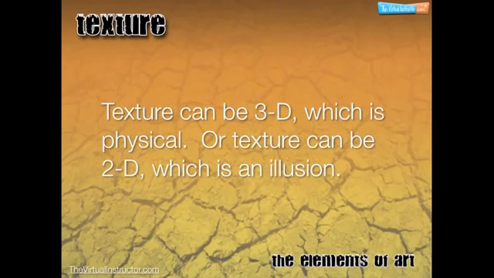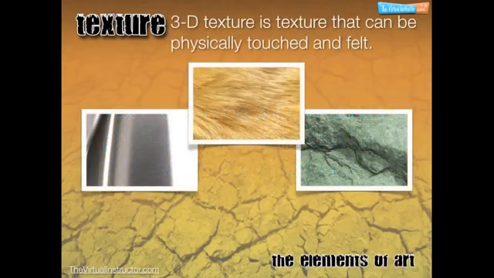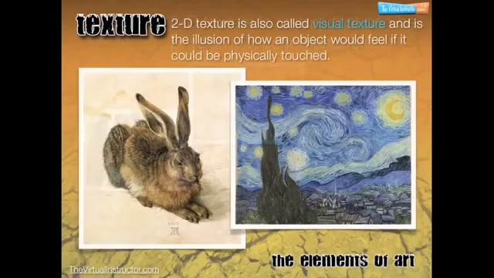Texture can be three-dimensional, which is physical, or texture can be two-dimensional, which is an illusion. Three-dimensional texture is texture that can be physically touched and felt. Two-dimensional texture is also called visual texture and is the illusion of how an object would feel if it could be physically touched.